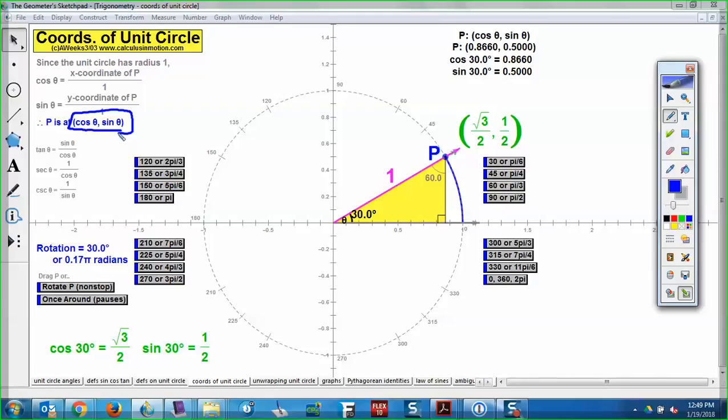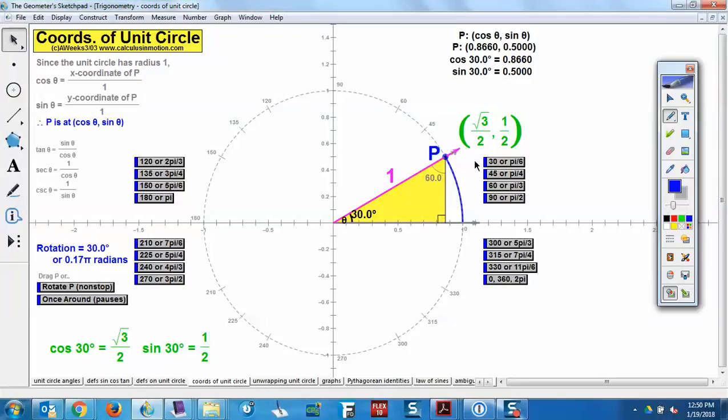Look at this point. Remember what I told you from geometry? This was square root of 3, this was 1, and this was 2. Forget the 1, I know the hypotenuse is supposed to be 1, but just remember your geometry relationship. What's the sine of 30 degrees? It's opposite over hypotenuse, 1/2. What's the cosine of 30 degrees? It's adjacent over hypotenuse, square root of 3 over 2. So it makes sense that those would be the coordinates.